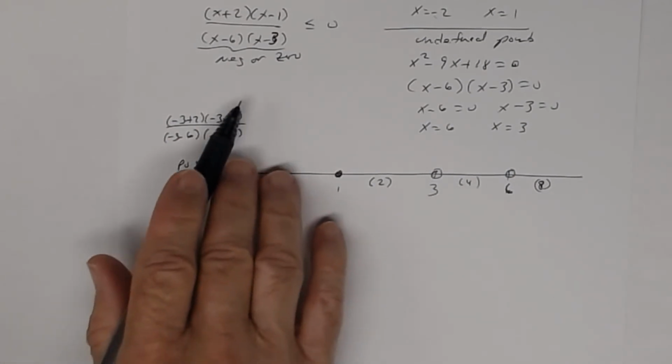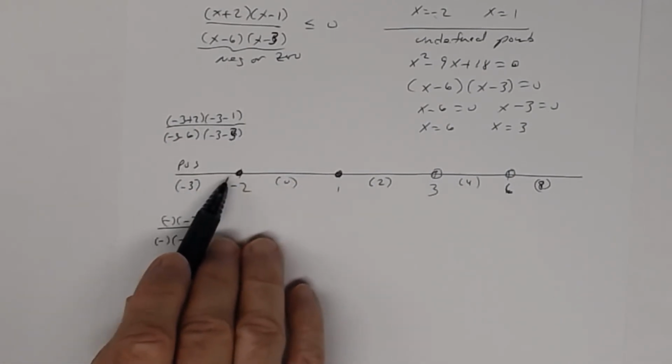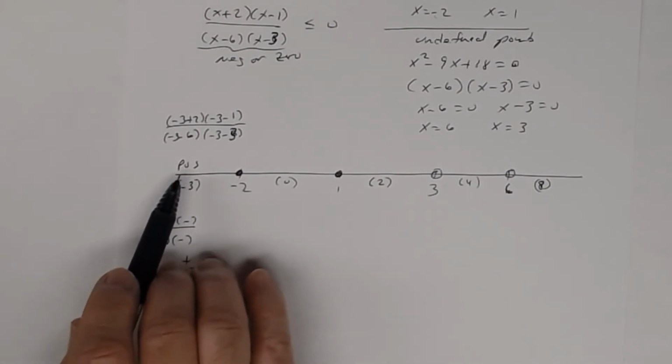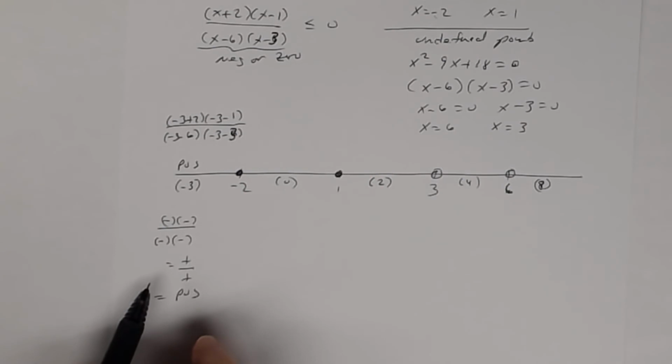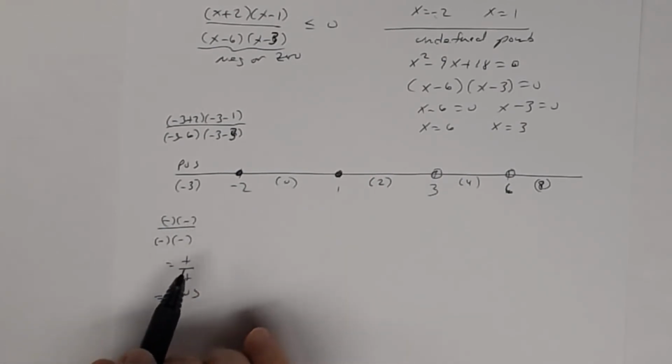So it means that any real number between negative infinity up to negative 2 is not a solution, because I want this to be less than 0, negative. All right, let's go to 0.